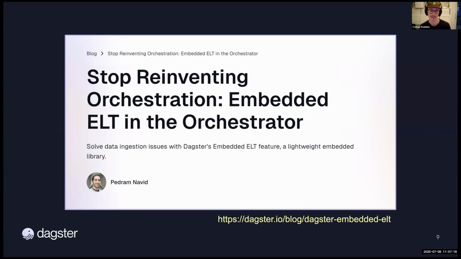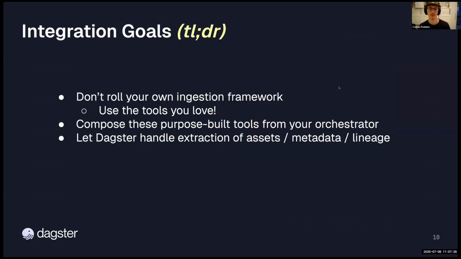And the thought was that Dagster works really well when you pair it with purpose-built tools for replication and ingestion. The TLDR of that blog post is you shouldn't roll your own ingestion framework or your replication framework. You should use the tools that you love, and you should be able to compose these purpose-built tools from your orchestrator. Then Dagster can handle things like extracting assets or metadata and forming the lineage of these tools within the Dagster UI. So you get the best of both worlds.